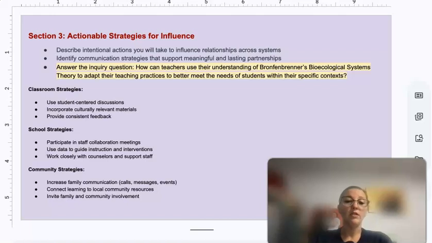But overall, this project has helped me see that teaching is not just about delivering the content. It's about understanding students within the context of their classroom, school, and community. By recognizing these connections, I can better support my students academically, socially, and emotionally.